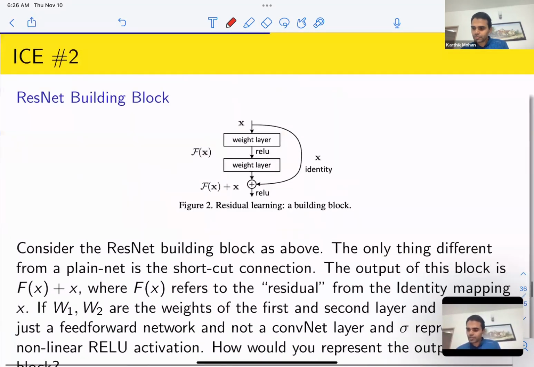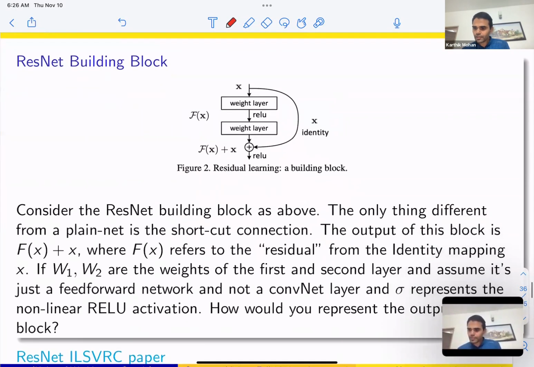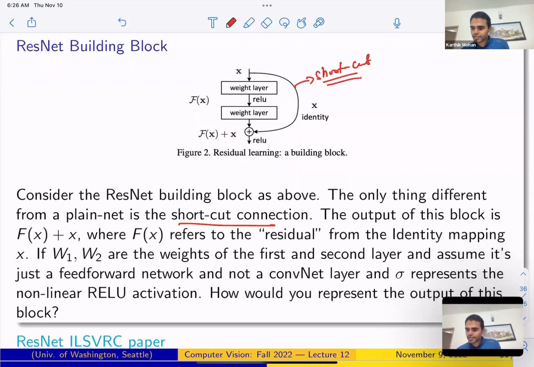Okay, so to understand the ResNet building block, let's look at an in-class exercise. This is a little bit of a mathematical in-class exercise, but it helps you understand this building block. So let's say we have a ResNet building block as above. The only thing different from a plain net is a shortcut connection. So this is the shortcut. If you didn't have this, it's a plain deep net, plain net. Otherwise, you have a residual net.